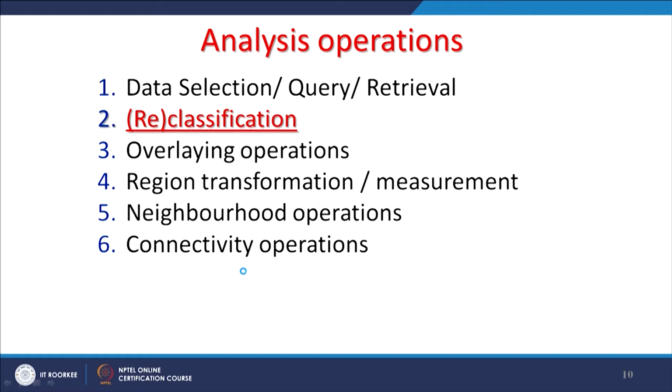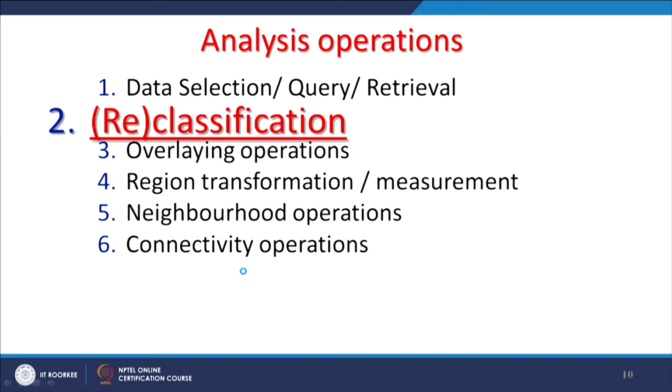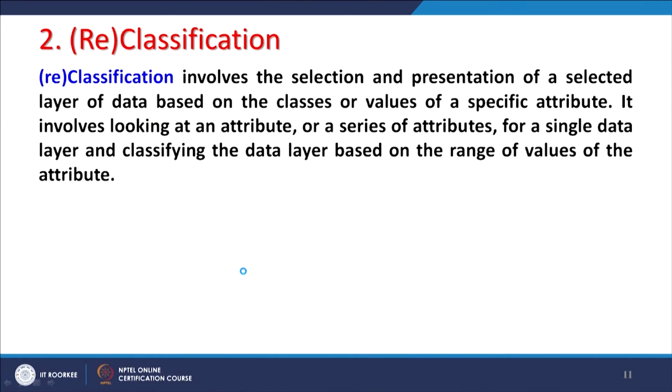Now after this data selection, query and retrieval, we come to the second most common analytical operation in GIS, which is reclassification. As discussed earlier, the purpose of reclassification is to reduce the number of classes from the original map, or from continuous data, to only a few classes. So now we will also see some examples.